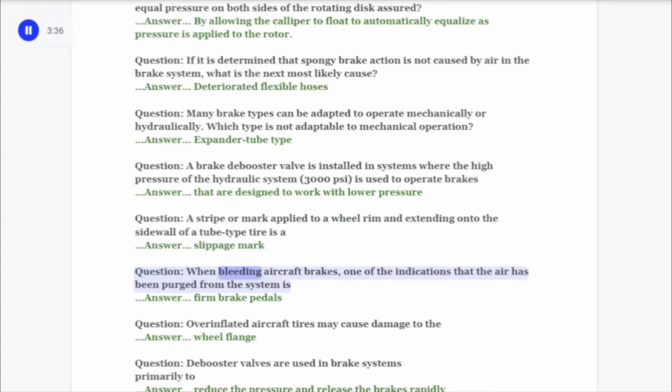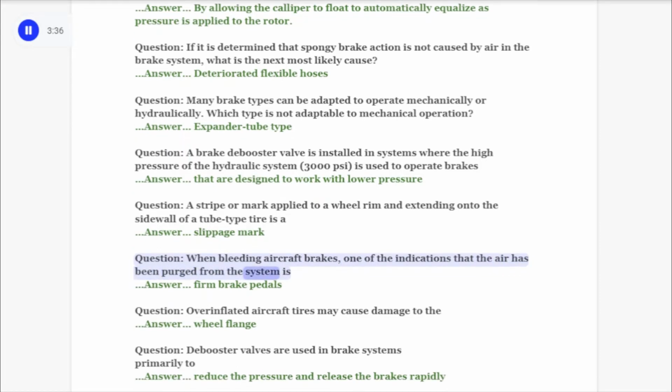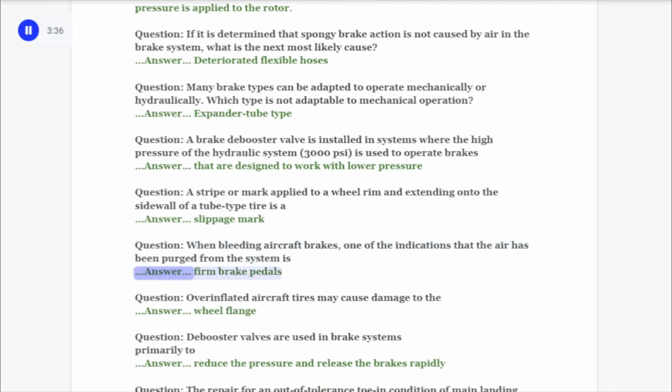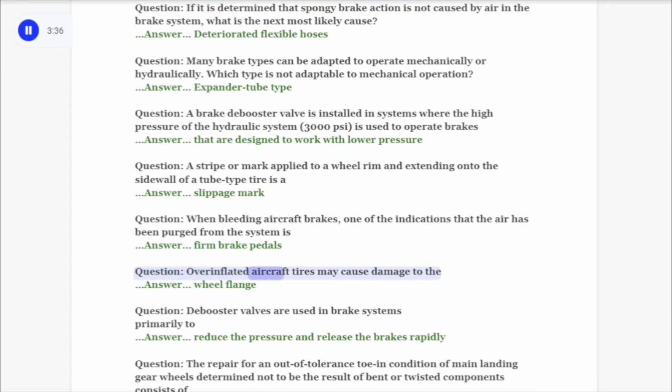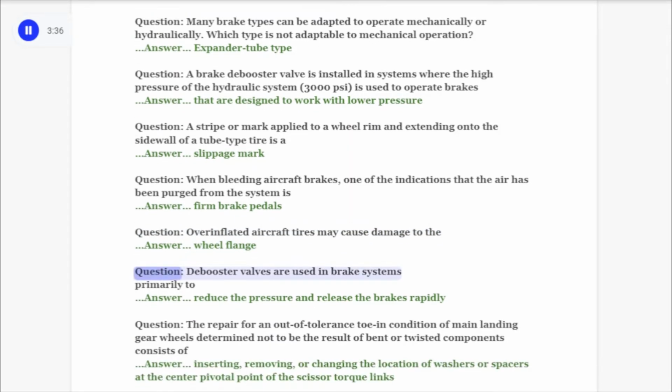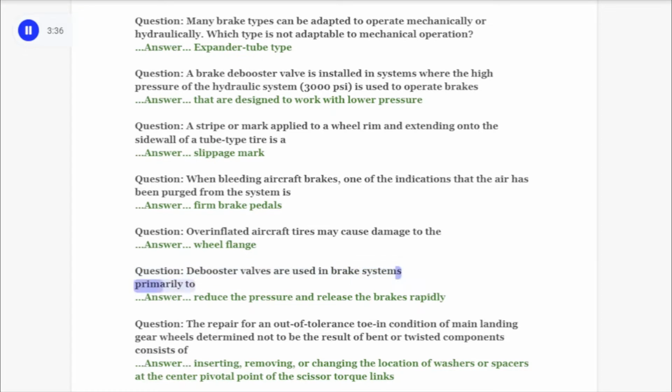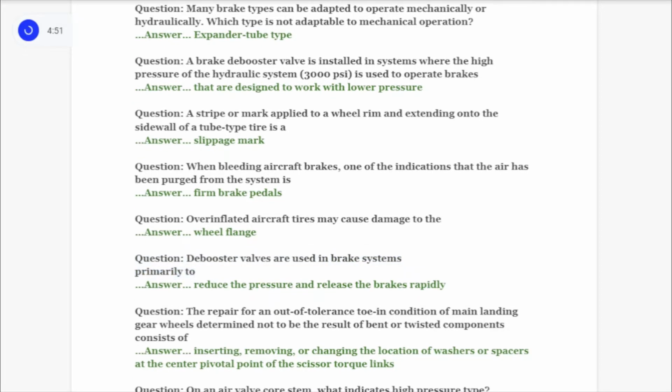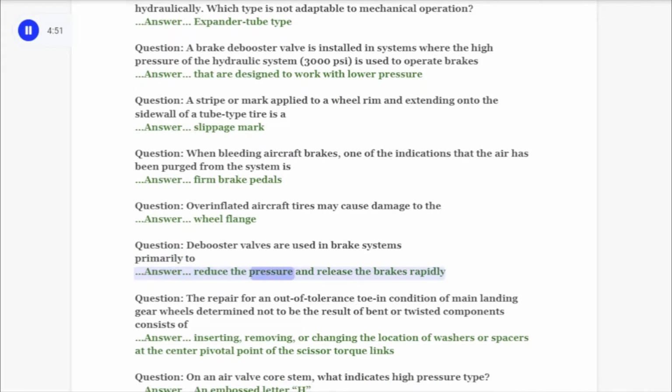Question: when bleeding aircraft brakes, one of the indications that the air has been purged from the system is. Answer: firm brake pedals. Question: overinflated aircraft tires may cause damage to the. Answer: wheel flange. Question: debooster valves are used in brake systems primarily to. Answer: reduce the pressure and release the brakes rapidly.